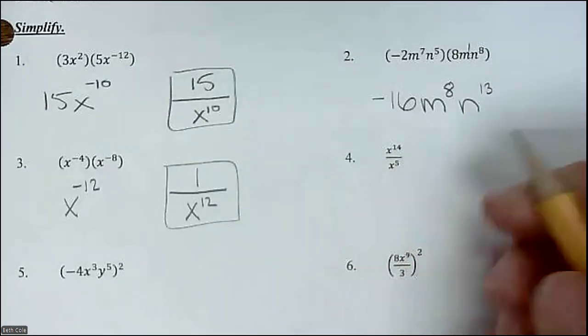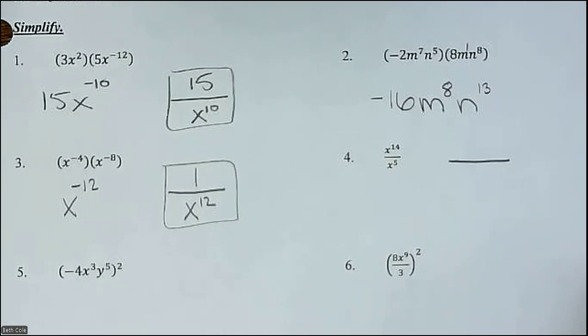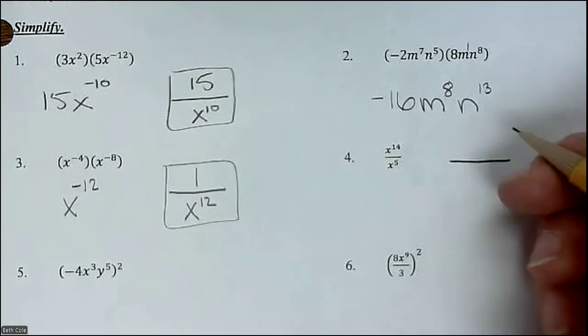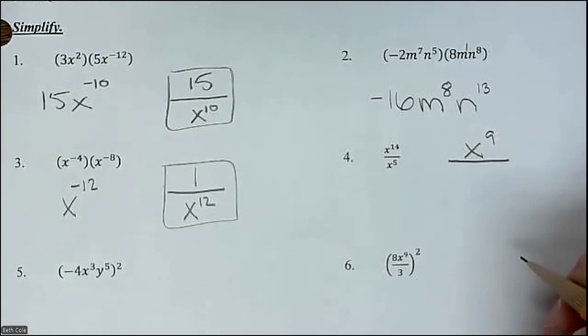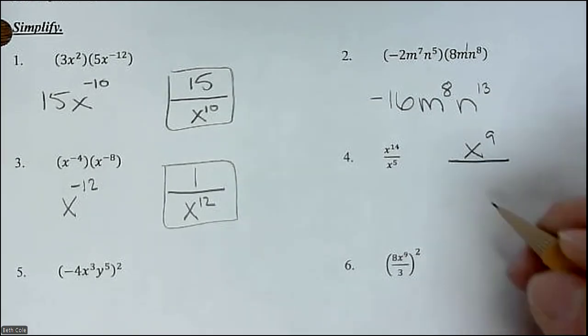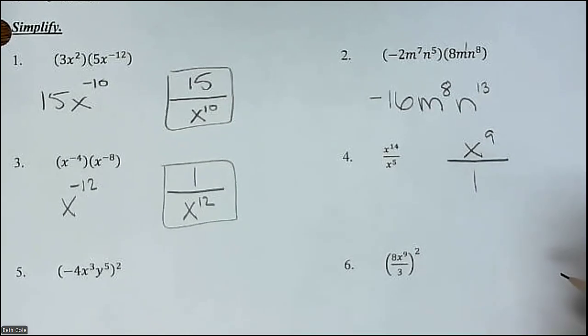This one I like to view as a tug of war. Draw your divider. Which side is winning? The top. By how much? 9. Oh, actually, it would just be x to the 9th. You could put it over 1 if you wanted to, or you could just write x to the 9th. Either way, that's fine.